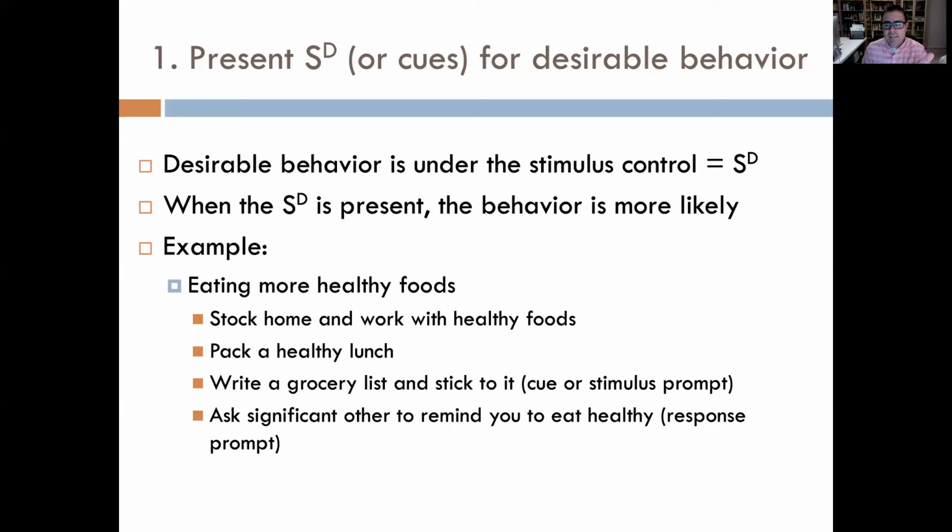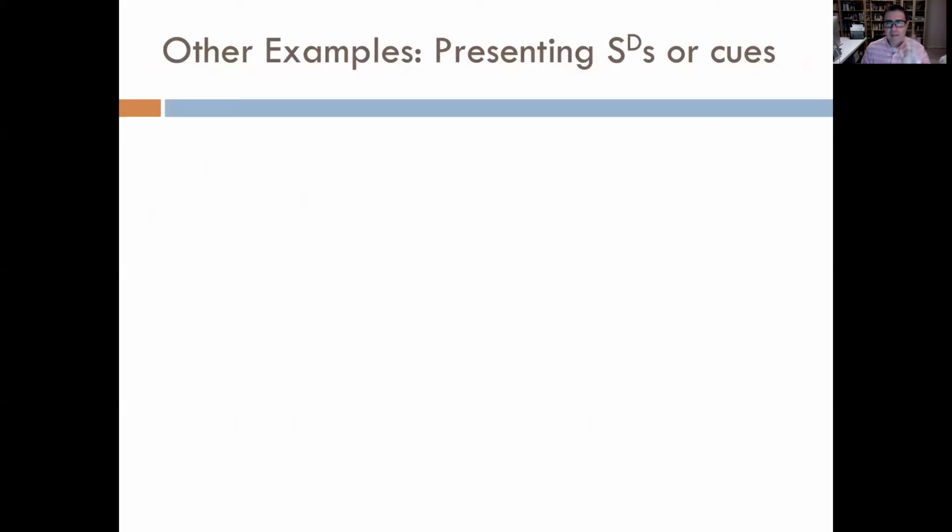You may ask someone to remind you to eat healthy, and there would be some sort of response prompt, although I probably wouldn't recommend doing that. Your significant other will not be your significant other for very long. Imagine, every time you go to a restaurant and you're trying to order something, your significant other looks at you and says, well, maybe you should eat a salad instead. You probably get really upset about that. No one wants that, anyway, you get it.